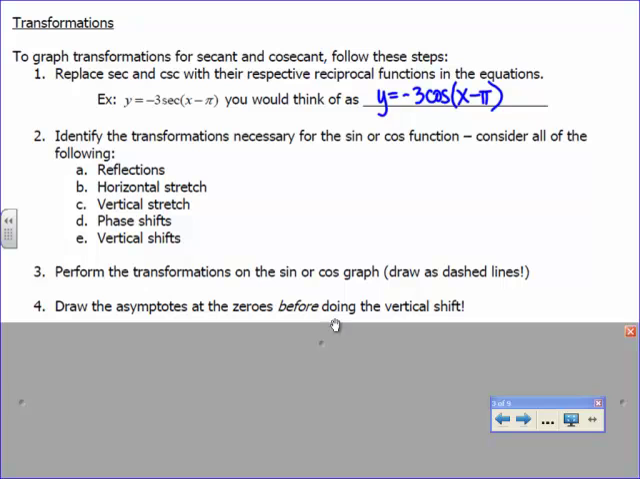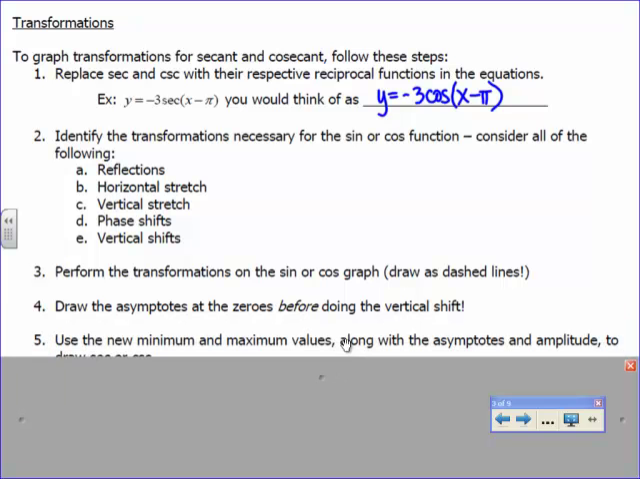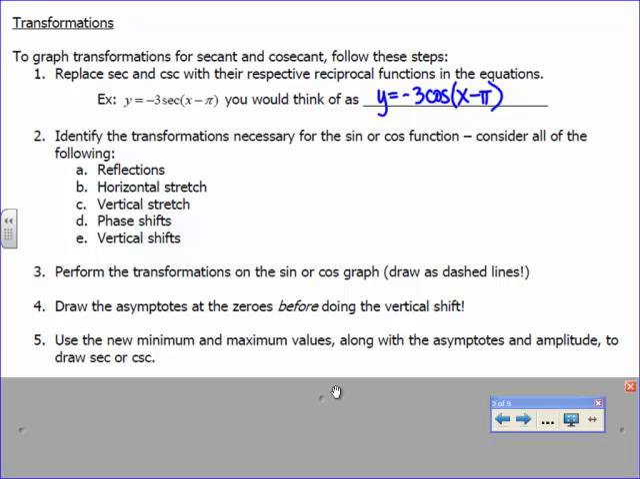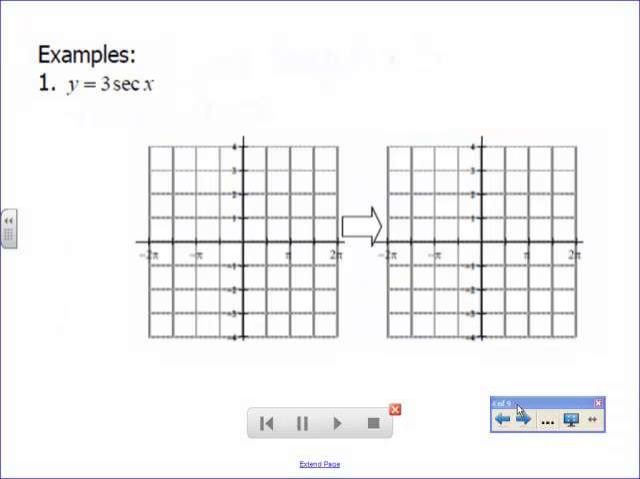Before you do any vertical shifts at the very end, make sure that you draw in the asymptotes for the zeros. It gets a little tricky when you move those zeros away to identify the asymptotes. So do that before you do the vertical shift. Then use the new min and max values along with the asymptotes and the amplitude to draw secant or cosecant. So mins and maxes, those points are going to stay the same just like they did on the originals. Then you use those asymptotes to help guide you away.